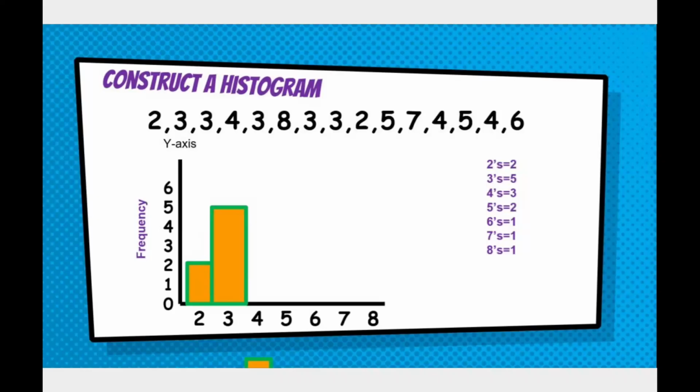My 4s, it says I have 3 of them, so I'm going to go up to my frequency of 3. And these should be relatively the same size. Mine looked like my 3s are fatter. That was by accident. I have 2 5s, I have 1 6, I have 1 7, and I have 1 8. And I get something like this.